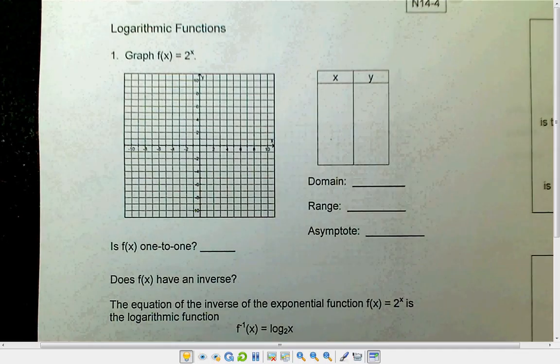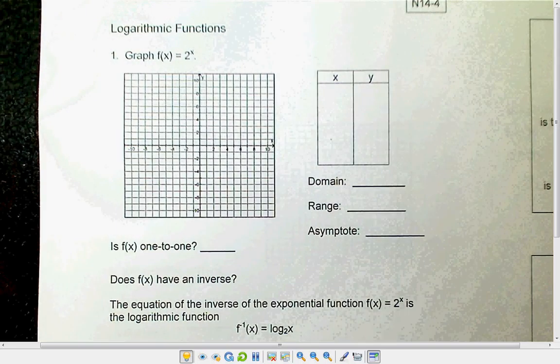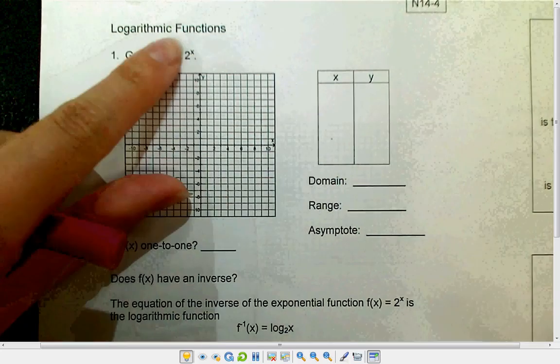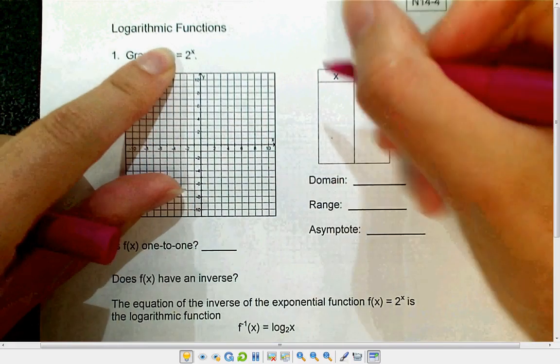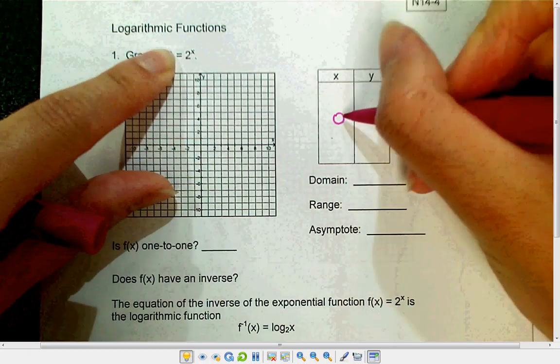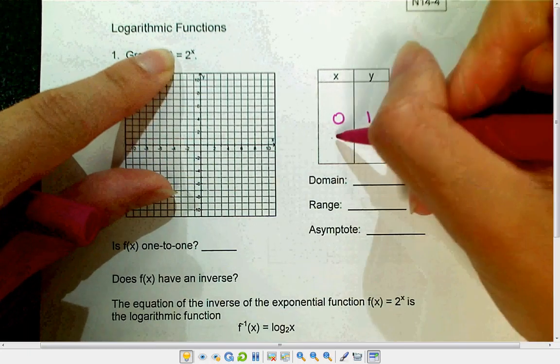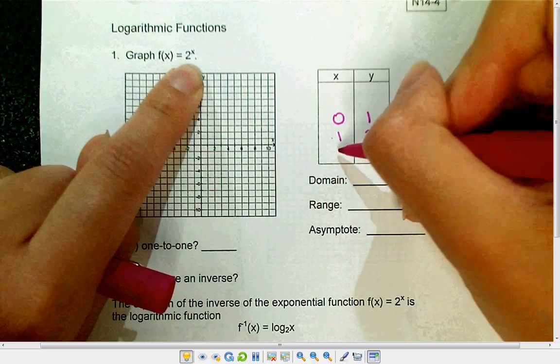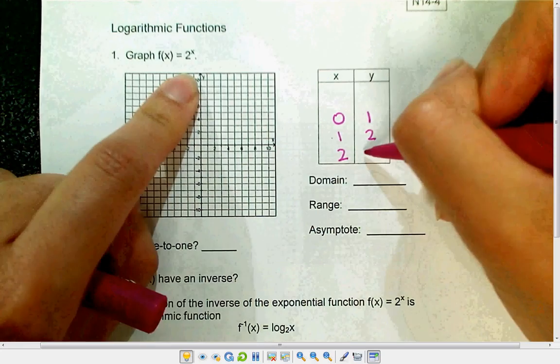Move on to our next lesson on graphing logarithmic functions. So we're going to start off by graphing this exponential function, which is something that we've done before a couple of times. So we always know that with exponentials, 0 and 1 is going to be your point. Next to 1 is always going to be your base, so 2 in this case. And next to 2 squared gives you 4.